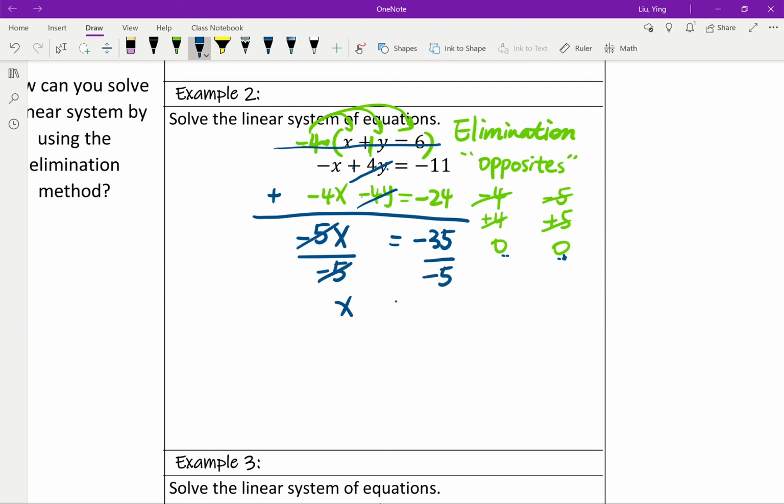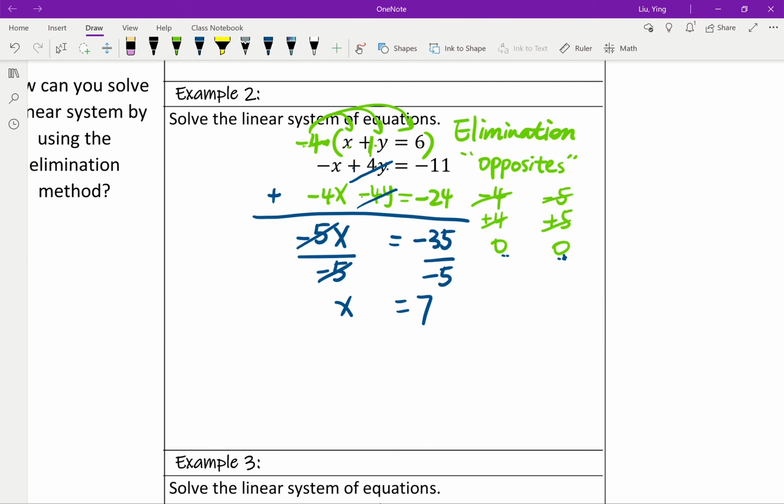So x equals 7. Okay, once again, because it's a system, this one's just half the solution. You still need to find y. So how do we find y? Well, we already figured out that x is 7, right? So we can just choose one of these original ones and then just plug the x back in.